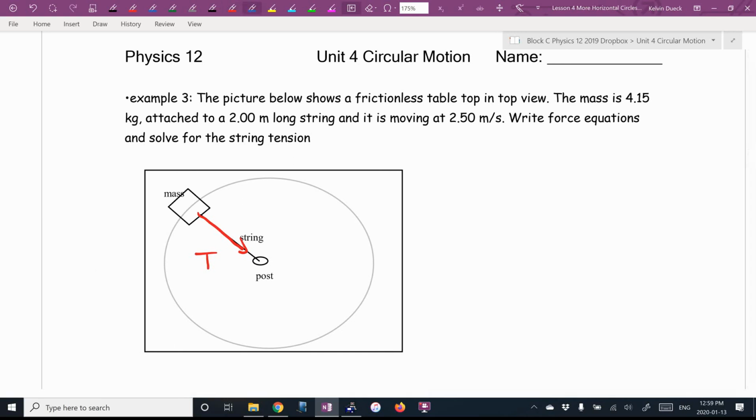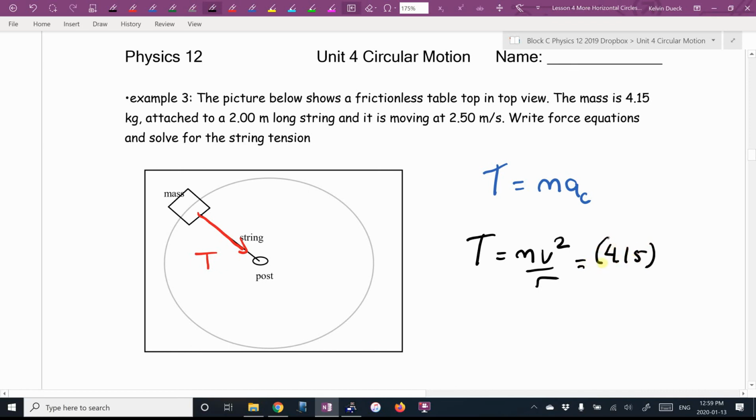So if you want me to write a force equation, gravity, mg, equals Fn, but meh. Tension is what's pulling me in a circle. Which version of the centripetal acceleration am I going to use? The v squared over r or the 4 pi squared r over T squared? How do I know? Oh, they gave me, I've got to be fussy, it's not a velocity, it's a speed. So, I can go T equals m v squared over r. The mass is 4.15. V is 2.5, don't forget the squared. All over, r is 2.